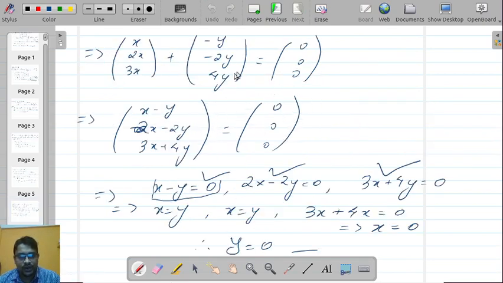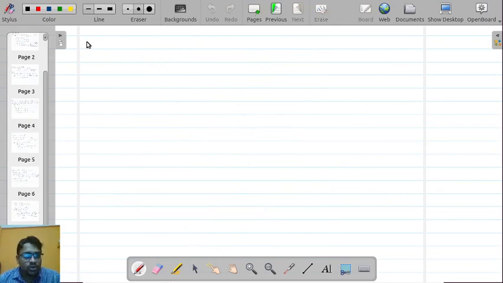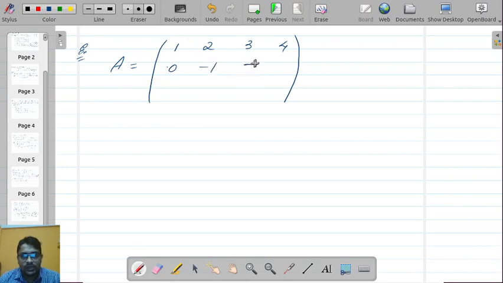How do we find out whether these things are linearly dependent or independent? In many of the problems we will also deal with matrices. So if I have a matrix, say 1 2 3 4, another one 0 minus 1 minus 2 3, and the third one, say, 1 1 1 7.